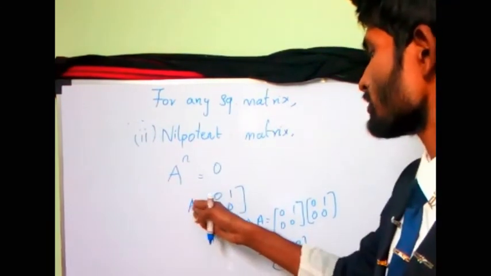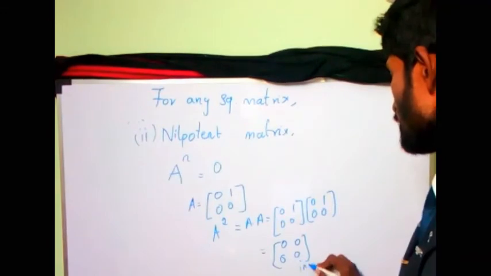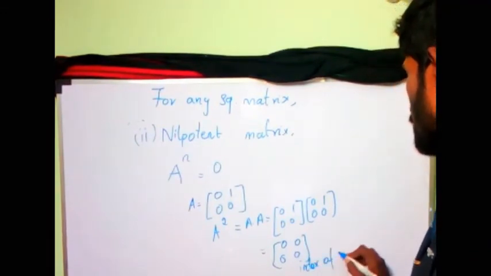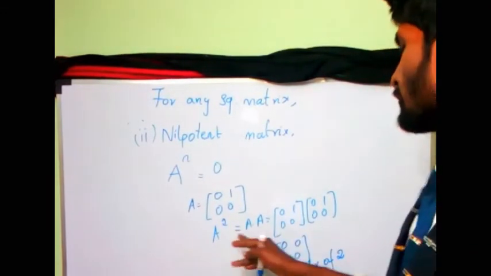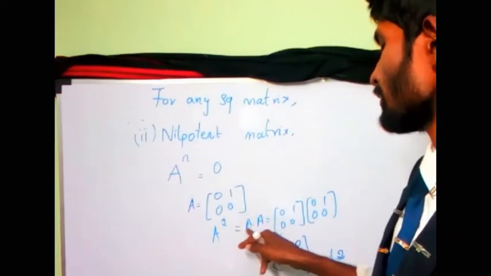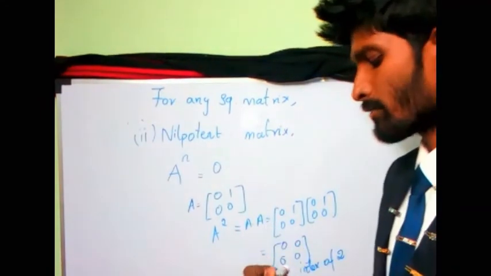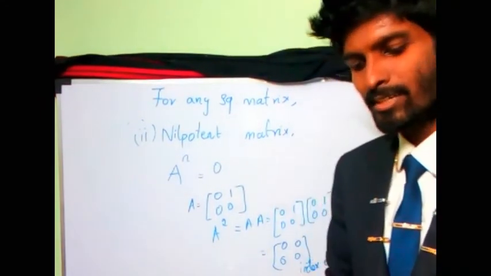And the matrix we just got has an index of some order. So this is called what? The index of 2. For the index of 2, that means A squared, that is A into A, if the resultant is a zero matrix, then that is a nilpotent matrix.